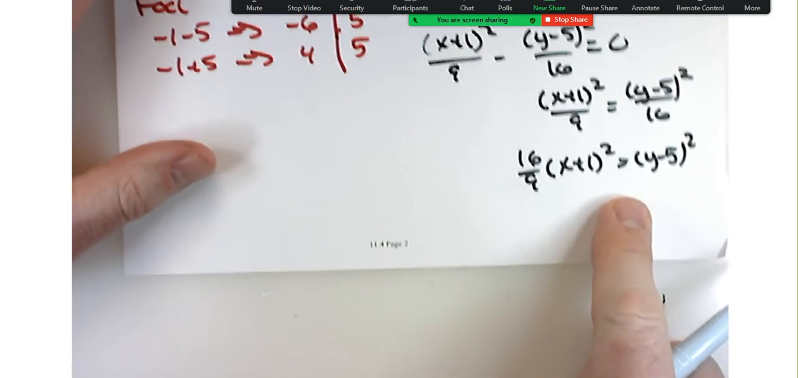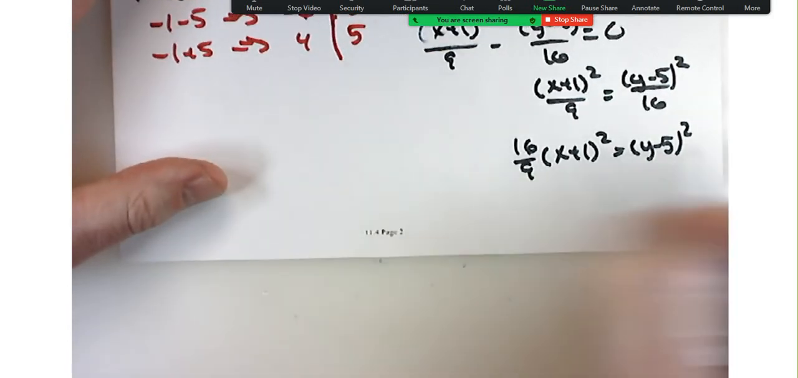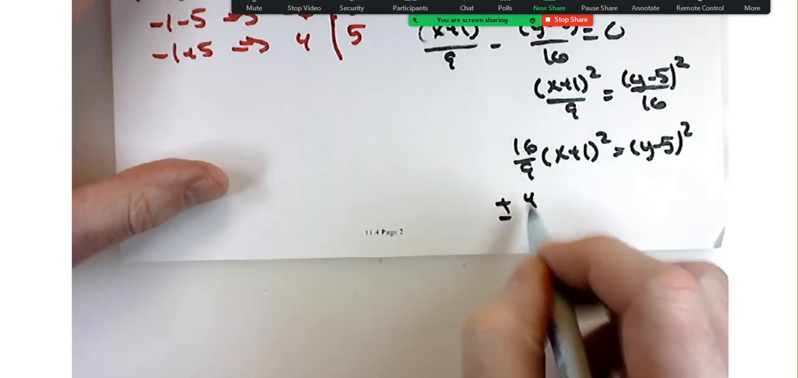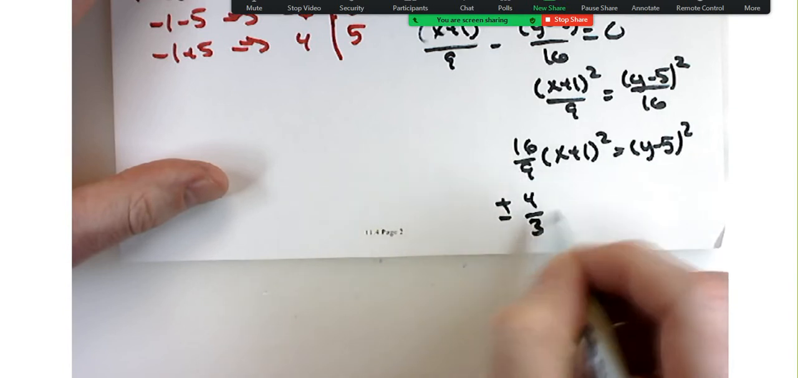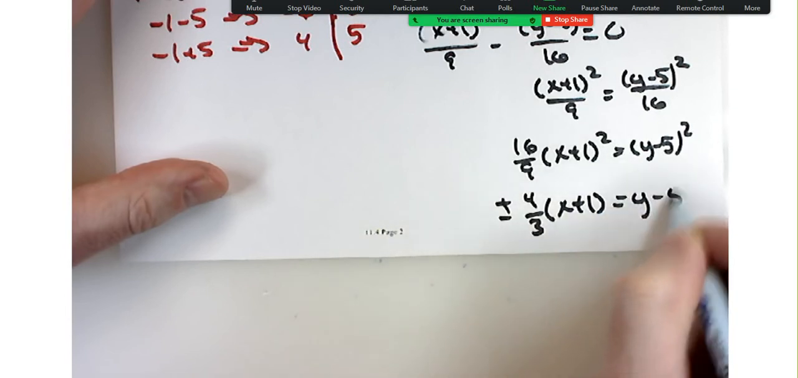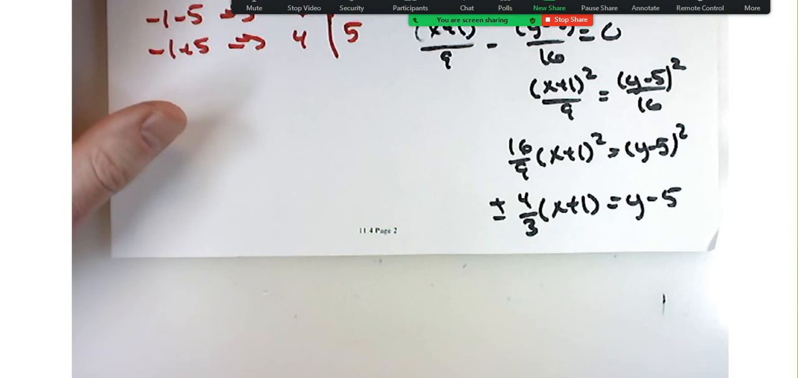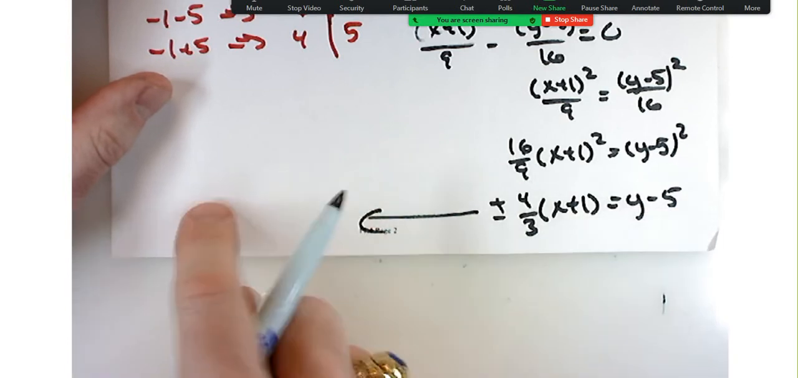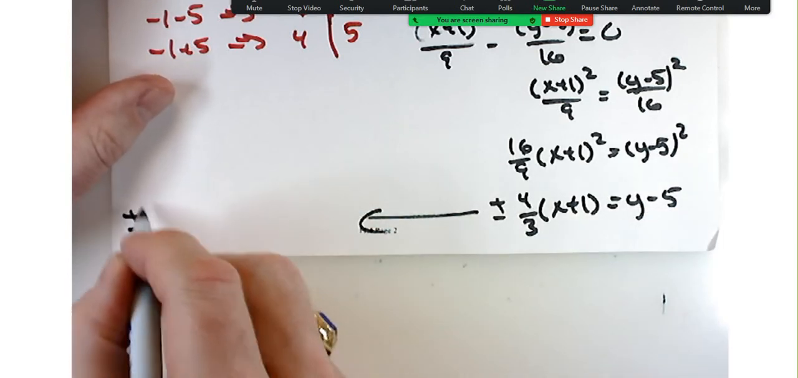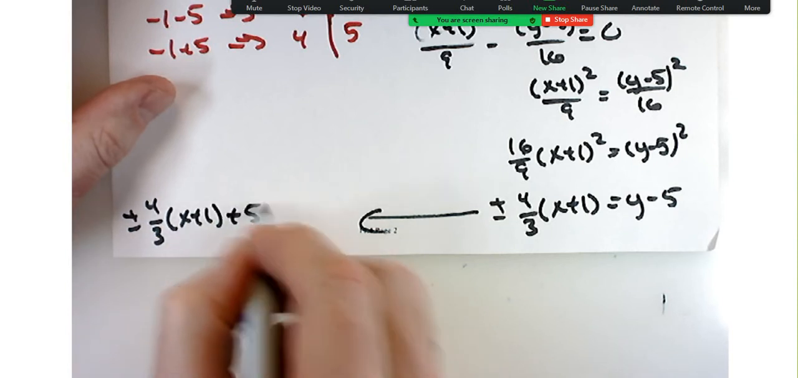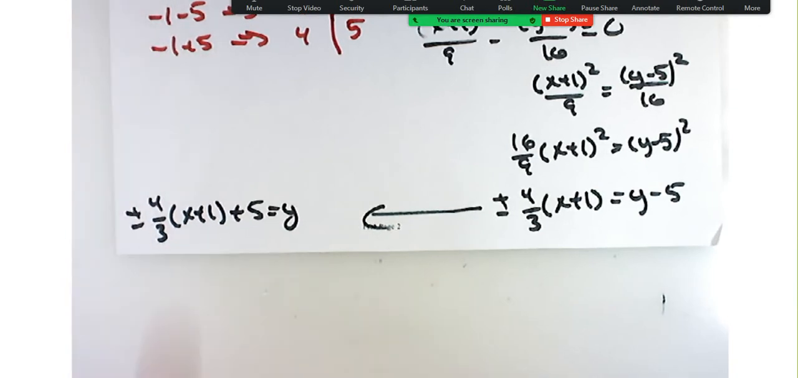And then take the square root on both sides. Now, basically take the square root of everything. On the left-hand side, I'm going to put plus or minus. Square root of 16 is 4. Square root of 9 is 3. Square root of (x plus 1) squared is x plus 1. Equals y minus 5. Now there's only one thing left to do here, and that's move the 5 to the other side of the equation. So it's going to be y equals plus or minus 4/3 times (x plus 1) plus 5. And that's both of your asymptotes.